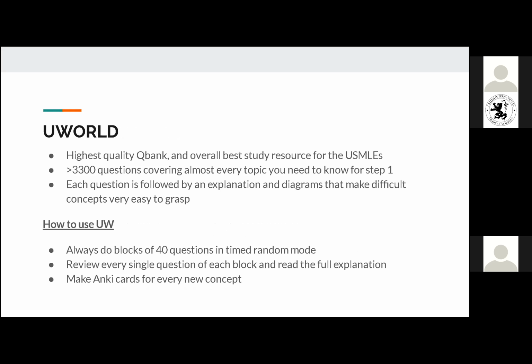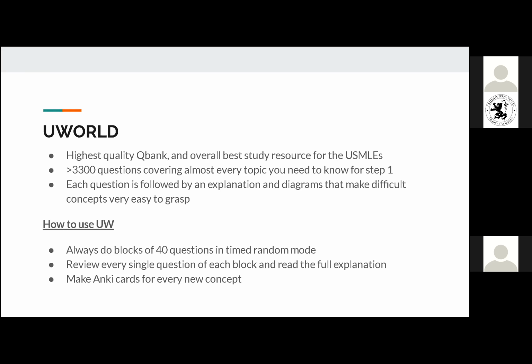It has a lot of questions, like 3,300 or more practice questions. They keep adding new questions, because when I did it, it was only 2,500 questions. Now it's 3,300 questions, and they cover almost every topic. Every single topic you need to know for Step 1 is covered by practice questions found on the UWorld QBank.